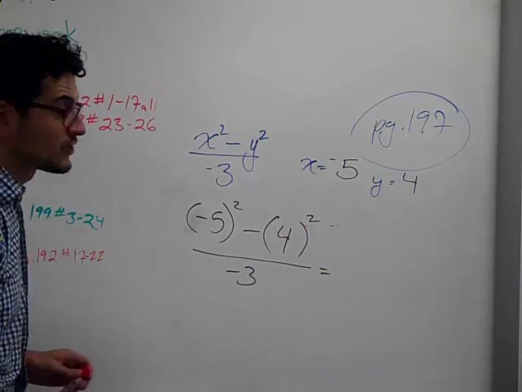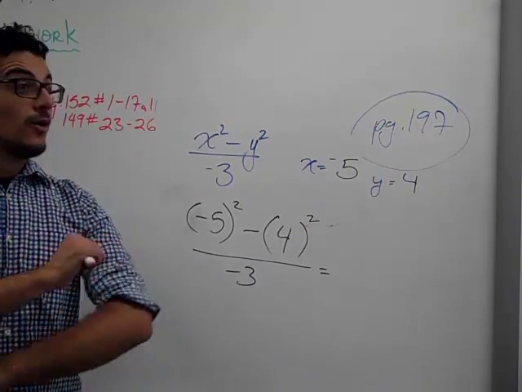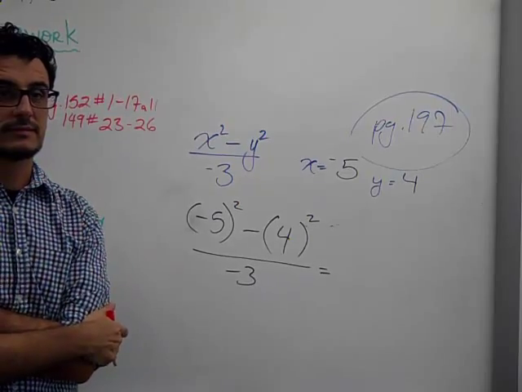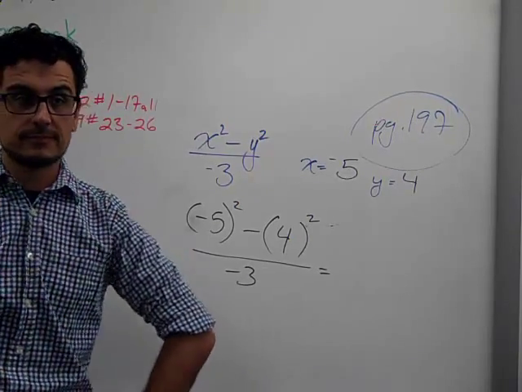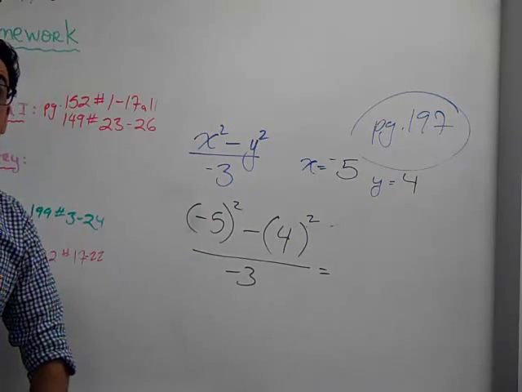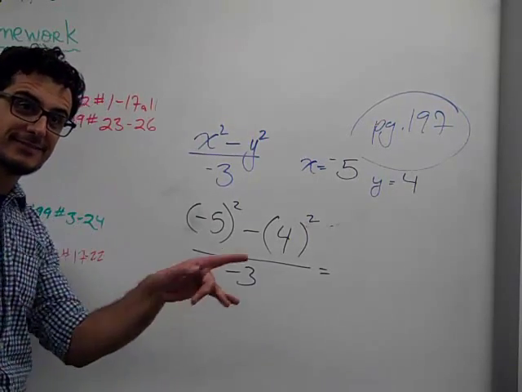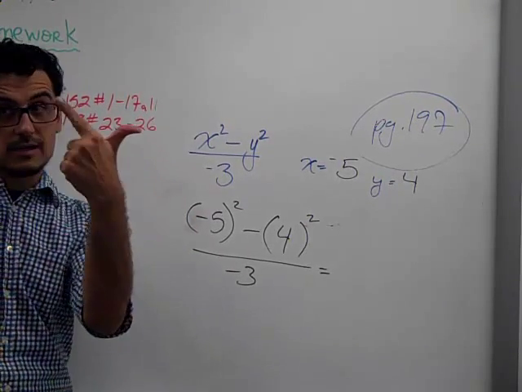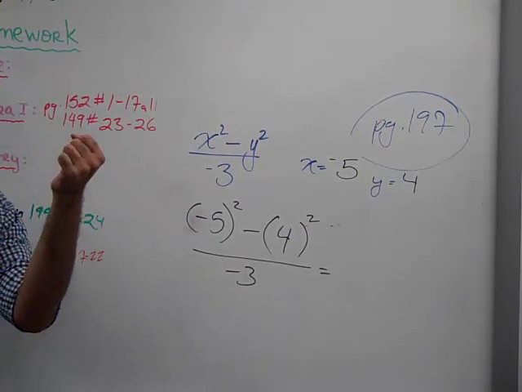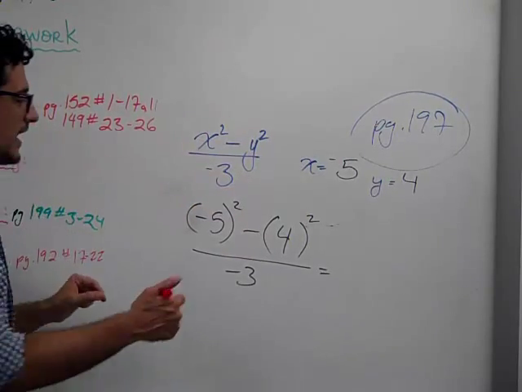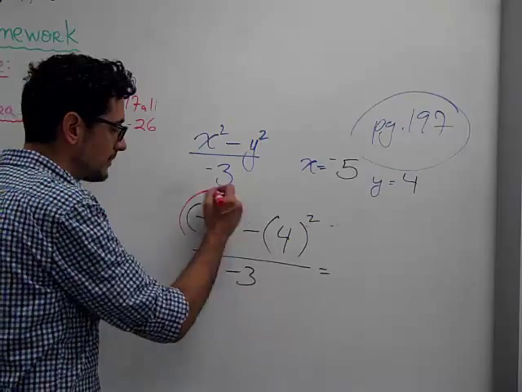All right, so what happens now? Well, you have to do 5 times 5. Where are you getting 5 from? Oh, negative 5. Negative 5 times negative 5. So what is negative 5 times negative 5? Positive 25. All right, so this becomes positive 25.